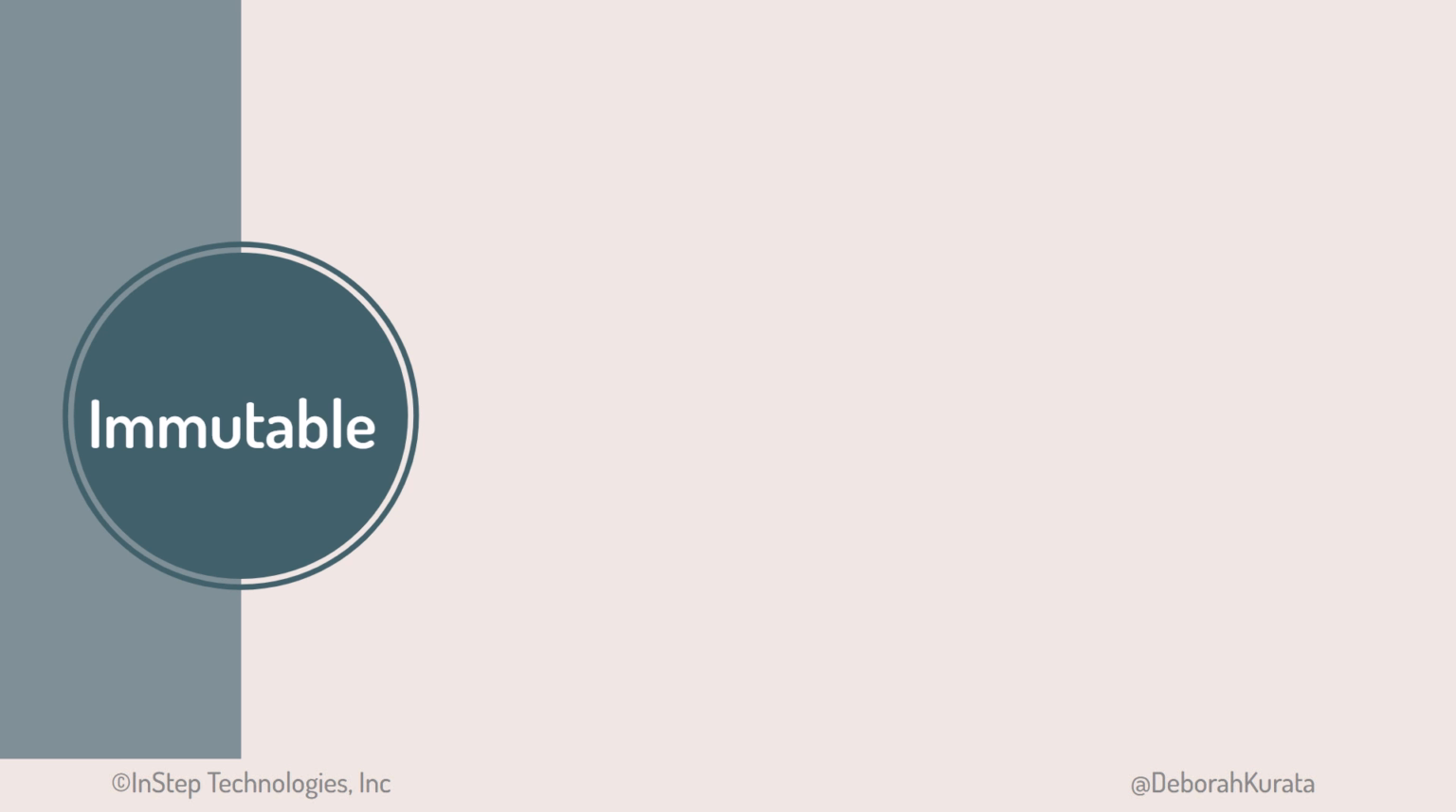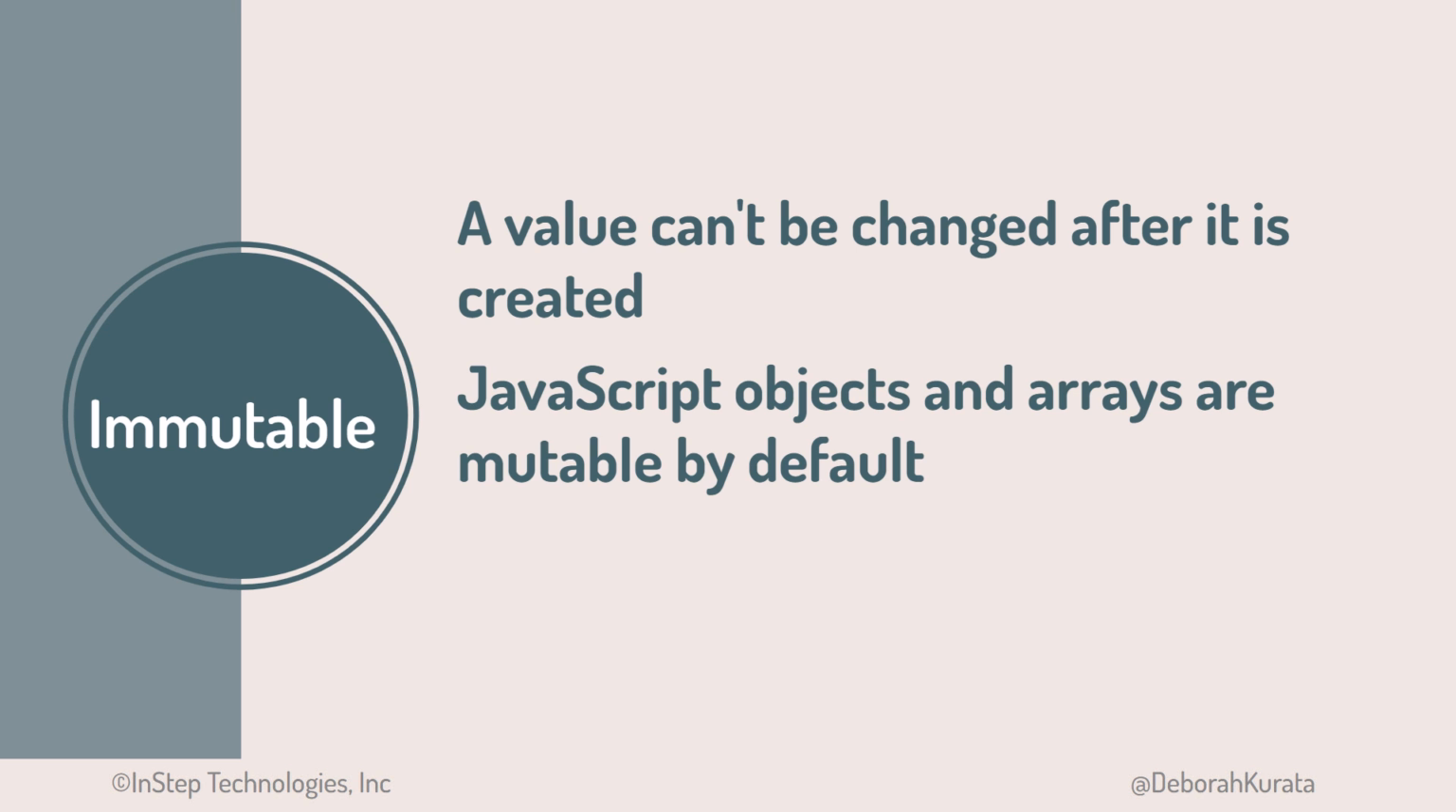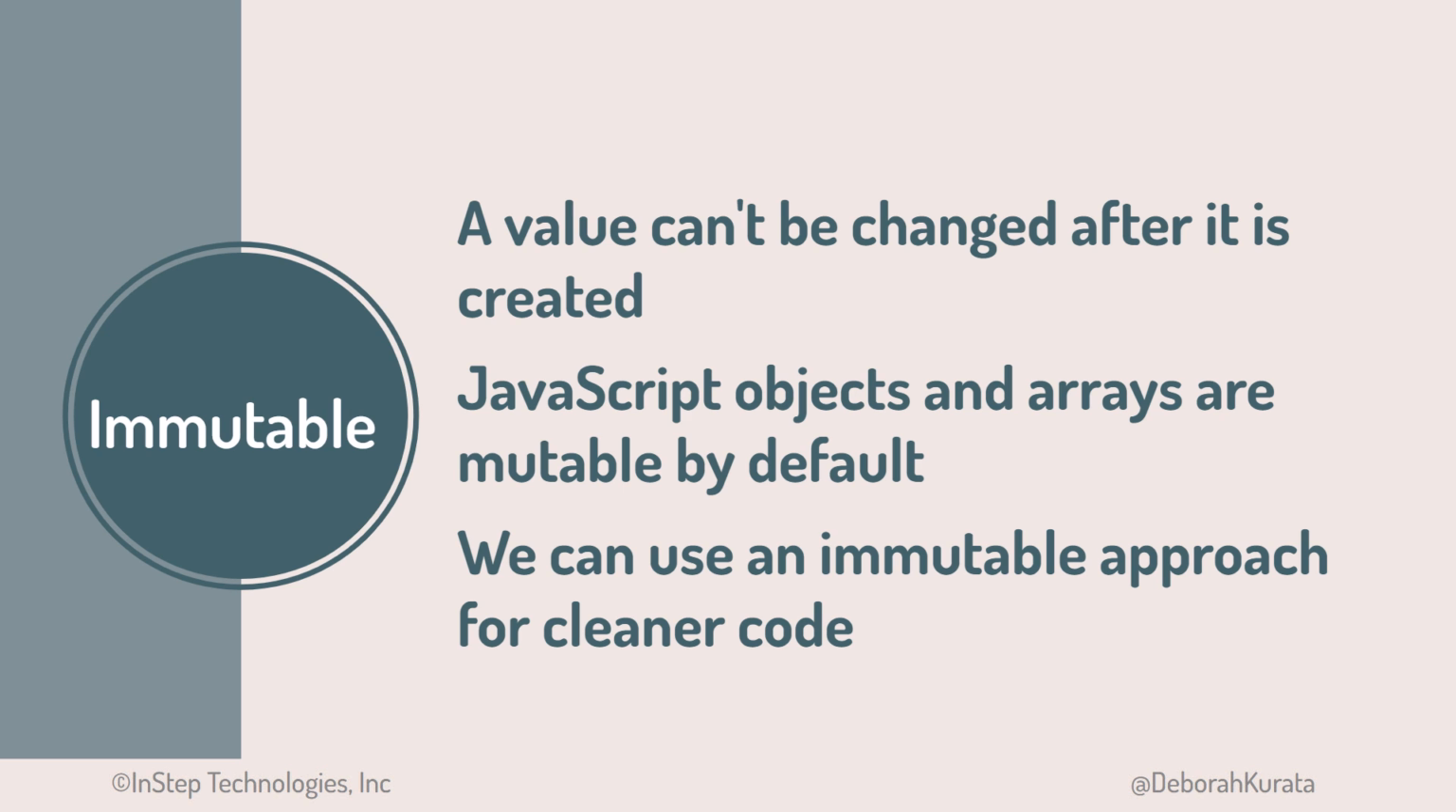Immutability is a fundamental concept in programming. An immutable value is a value that cannot be changed after it's been created. This concept is important to functional programming and state management. It's a valuable concept, especially when dealing with concurrency in large, complex code bases. While JavaScript objects and arrays are mutable by default, adopting an immutable approach to handling them can lead to cleaner, more reliable, and easier to maintain code.